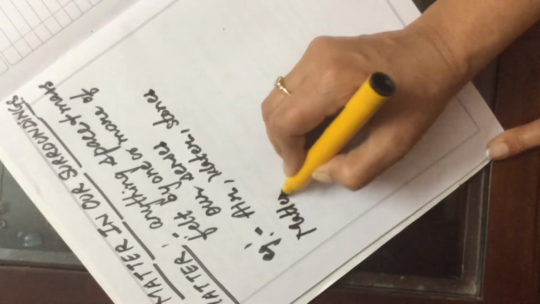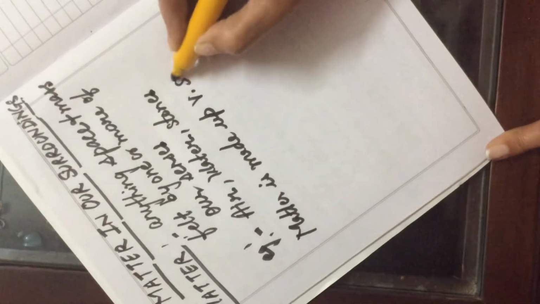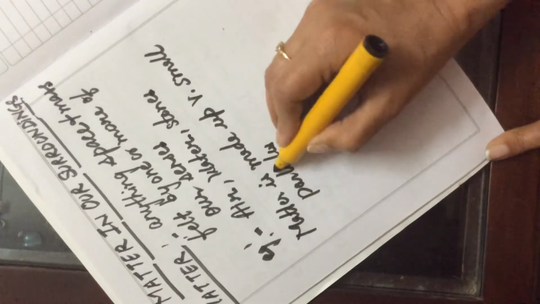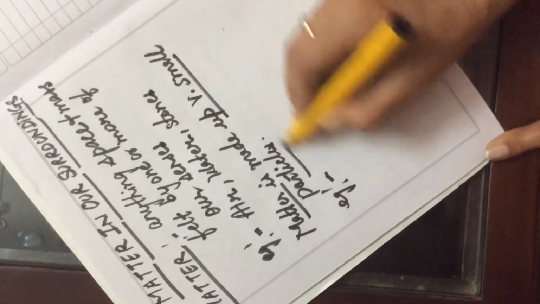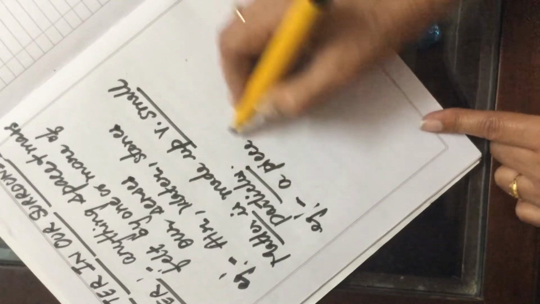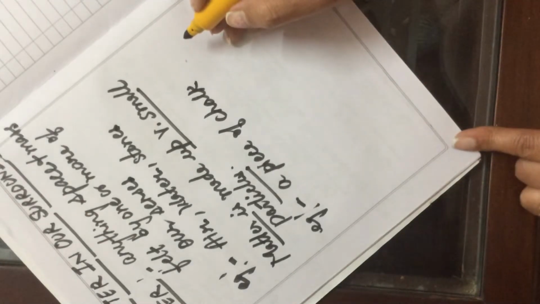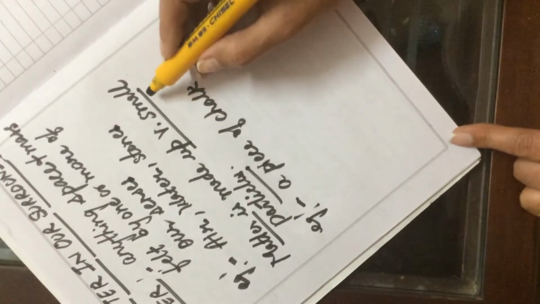Matter is made up of very small particles. How can we say matter is made up of very small particles? For example, a piece of chalk may appear to be continuous but can be broken into small pieces. This shows that matter is actually made up of very small particles.